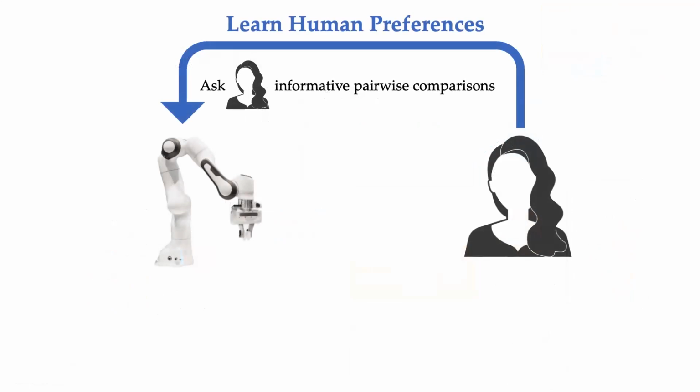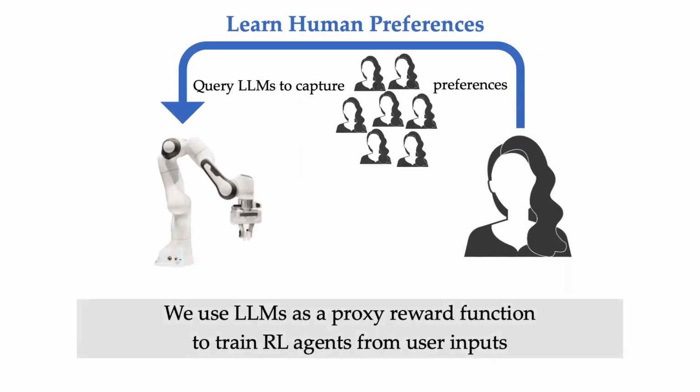Instead of doing this active learning from a single person, another thing that you could do is you could technically query a large language model and just ask it what it thinks, and treat the large language model as a proxy reward function for this task.